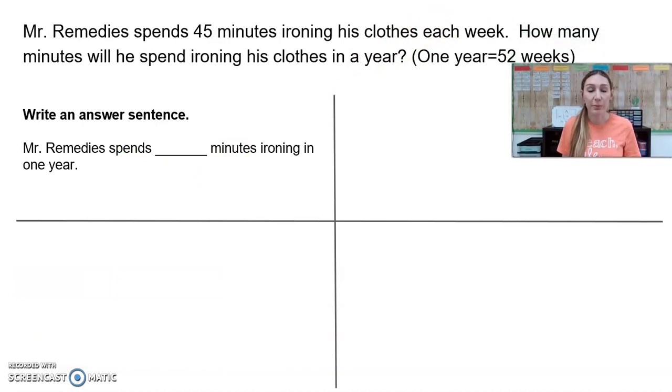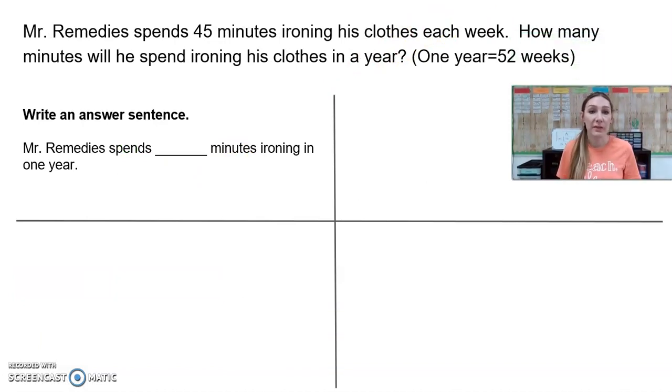So our next example says Mr. Remedies spends 45 minutes ironing his clothes each week. How many minutes will he spend ironing his clothes in a year? And then we're given the information 1 year equals 52 weeks.